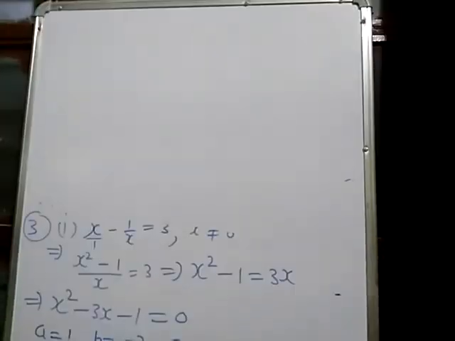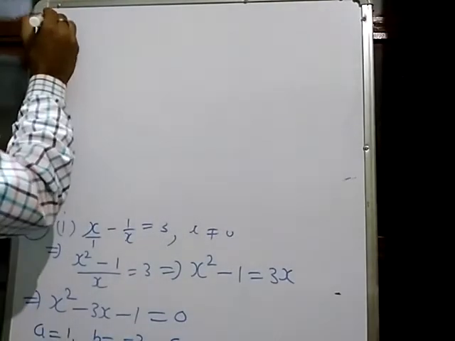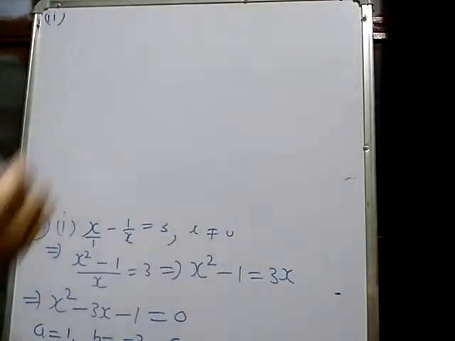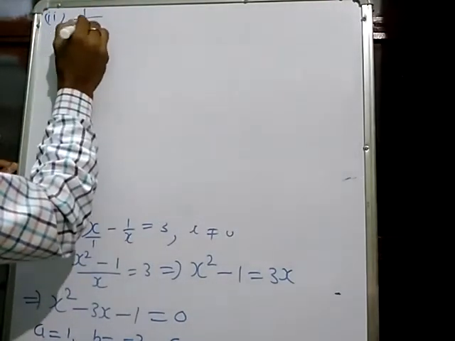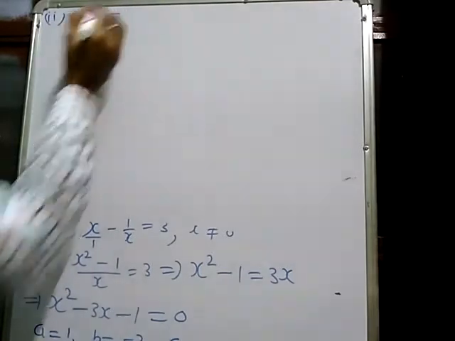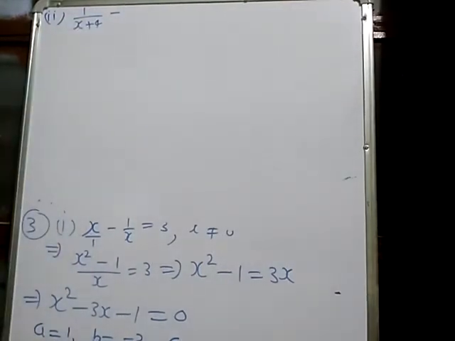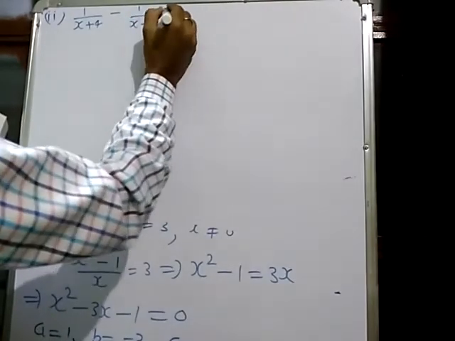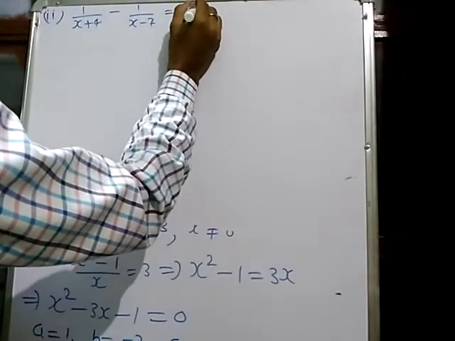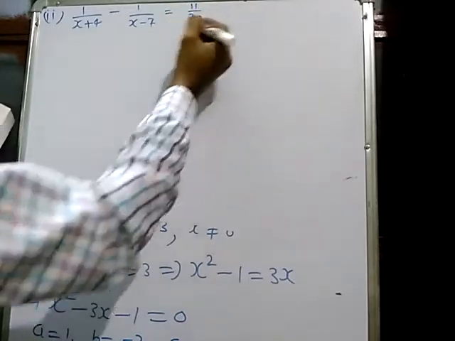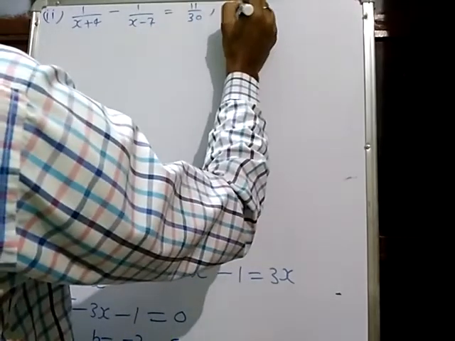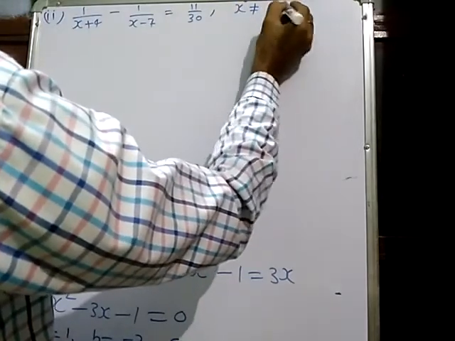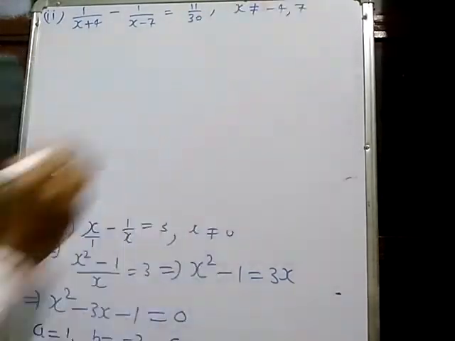So this is the second part. It is given: solve the equation 1 upon x plus 4 minus 1 upon x minus 7 is equal to 11 upon 30, where already you can tell that x should not equal minus 4 and also 7.